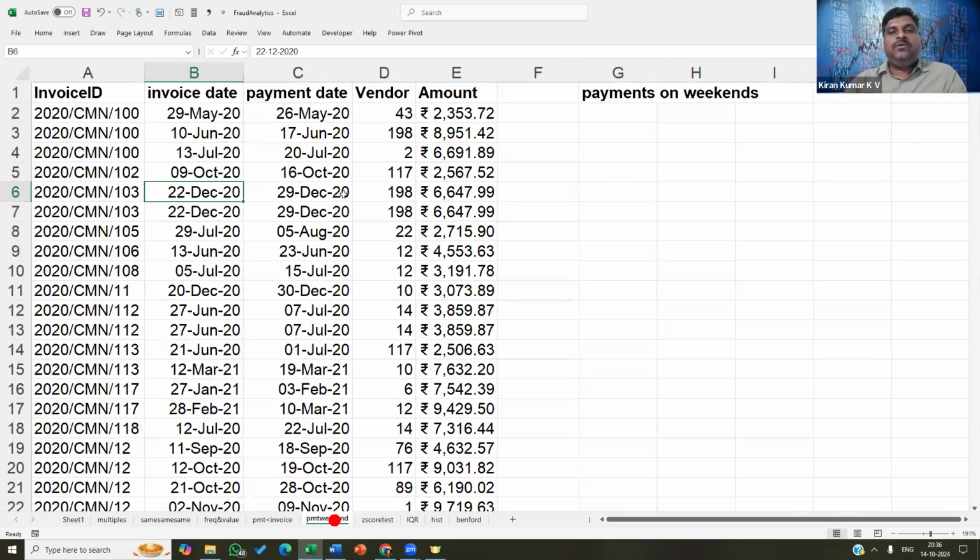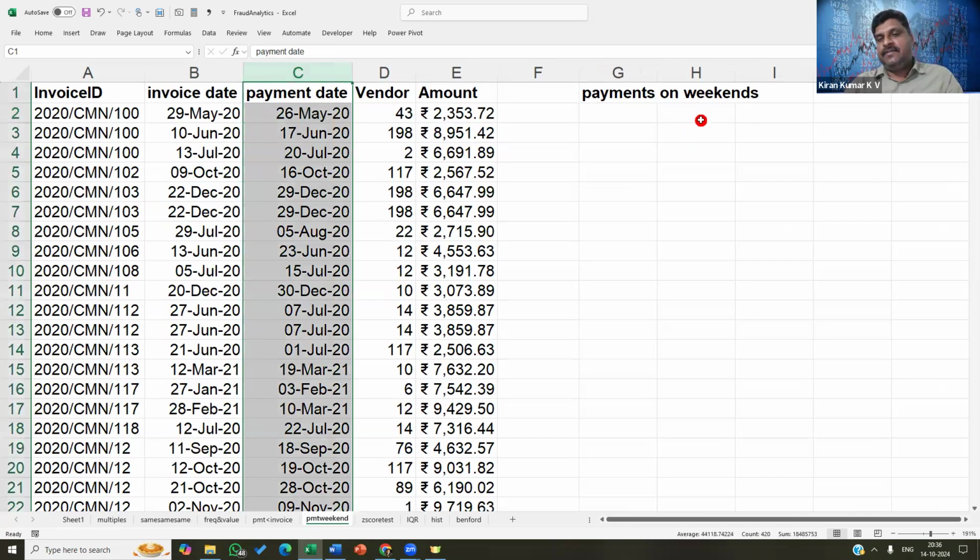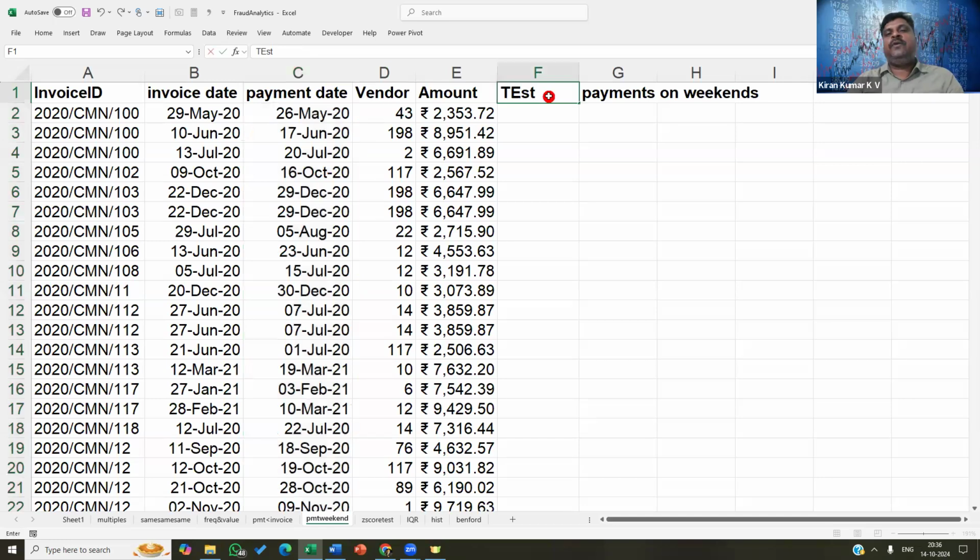All right. So now in this case, as an expert in the business or as an auditor in this business, I know that we have never made any payment on a weekend. So if there is a transaction that happened on a weekend, that must potentially be a fraudulent transaction. So how do I get that?